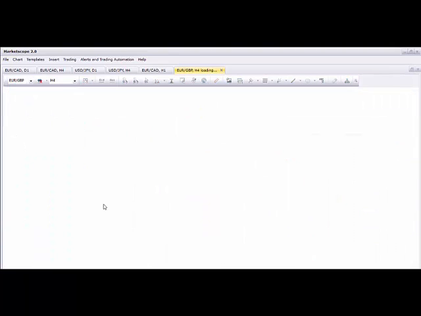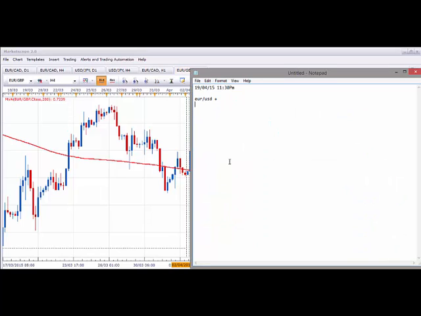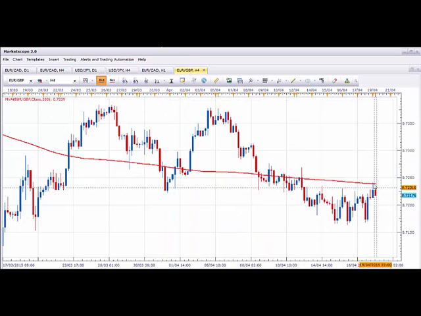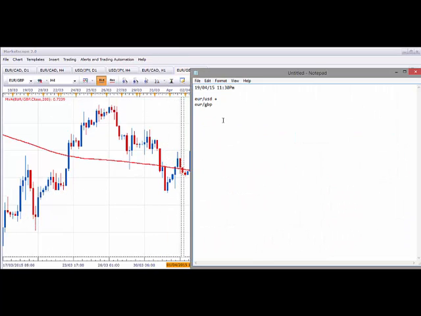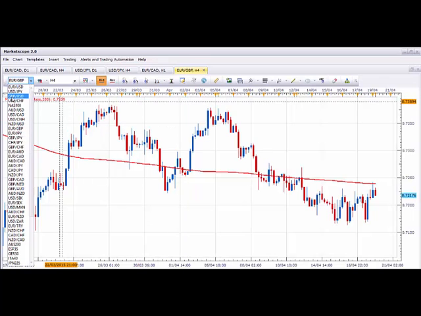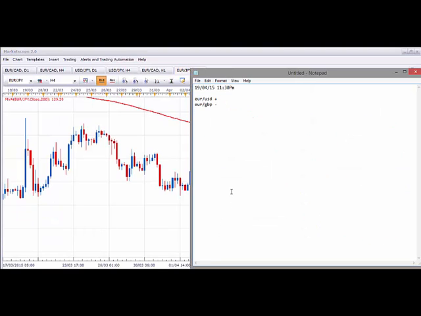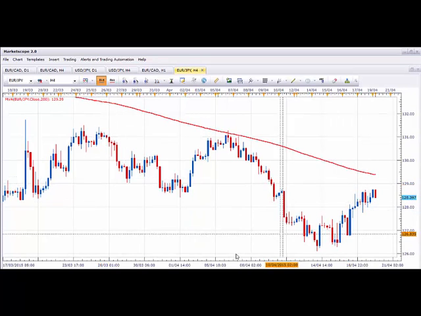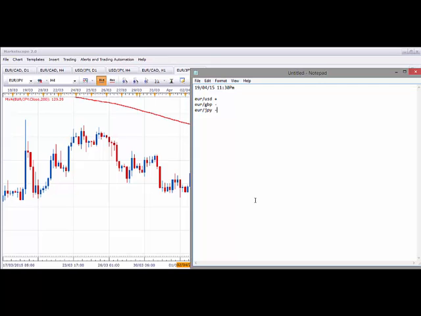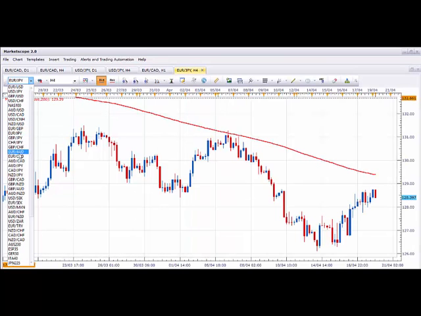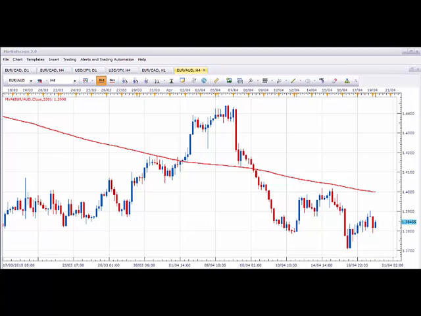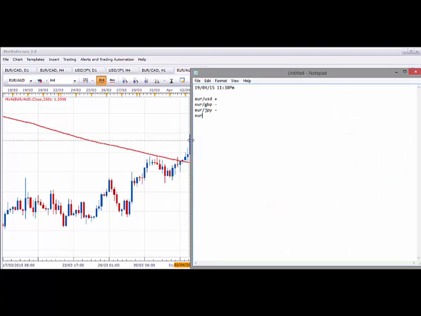So we have Euro GBP. Quick look at the chart, it is below the 200 moving average, so it's bearish. Then so on, Euro Japanese yen, which is bearish, so minus. Euro Swiss, bearish. Euro Australian dollar, bearish.